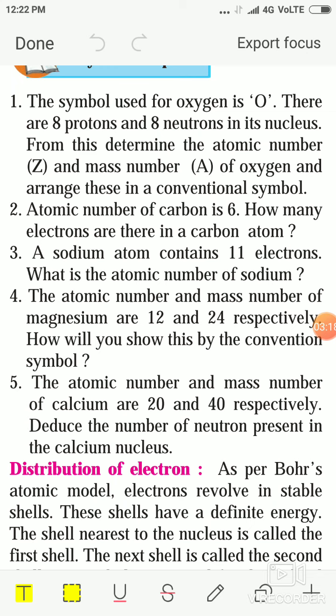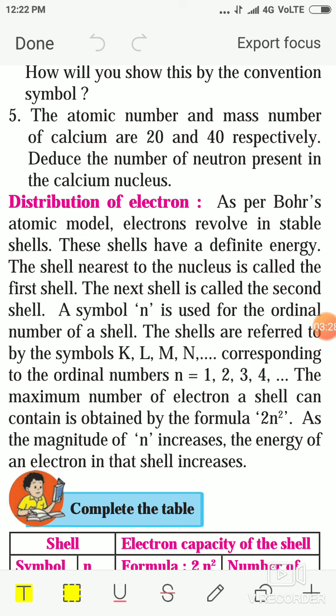So let's see the distribution of electrons in Bohr's theory. As we have seen already, let's repeat. As per Bohr's atomic model, electrons revolve in stable shells. Stable shell means the shell is complete. If the shell is complete, then it is stable. If the electrons in that shell are incomplete, then it is unstable. So as per Bohr's atomic model, electrons revolve in stable shells. These shells have a definite energy.